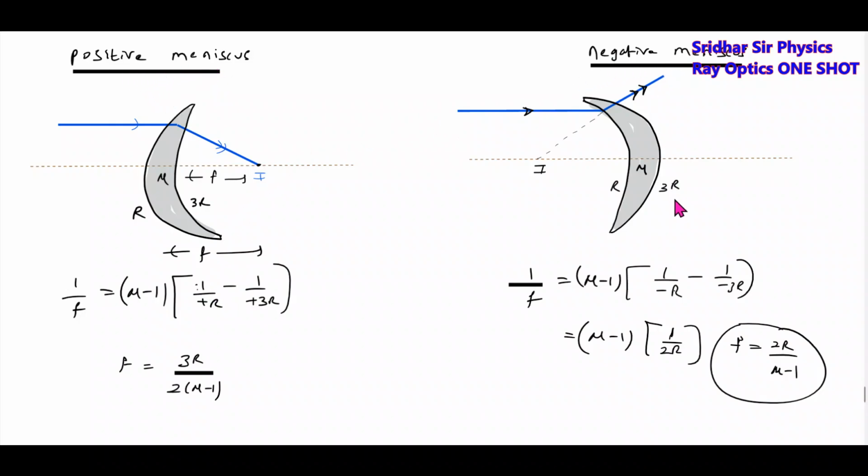Then what will be the negative meniscus? This is 3r and this is r. The ray will first strike this surface. The radius of curvature is negative. Next it will strike this surface, minus 3r. So solving this, we'll get minus 1 by r plus 1 by 3r, minus 2 by 3. So the focal length of this will be minus 3r by 2 mu minus 1. Negative meniscus. This will be a diverging lens.